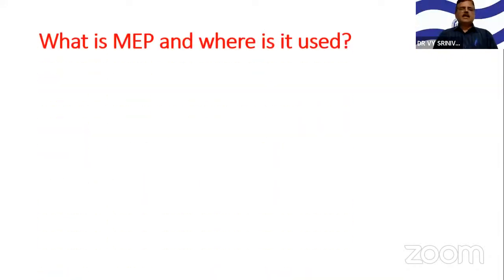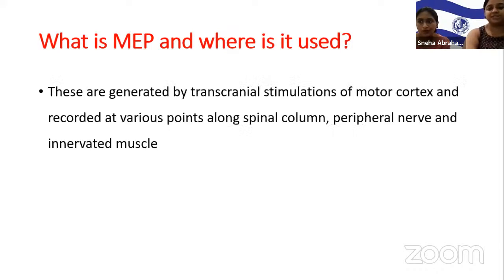What is MEP and where is it used? Motor evoked potentials are generated by the transcranial stimulation of the motor cortex, and recording is obtained at various levels, that is along the spinal cord, peripheral nerve, or the innervated muscle. Often these are used along with the somatosensory evoked potential to assess the spinal cord function during spinal surgeries, aortic surgeries, infra and supratentorial surgeries.